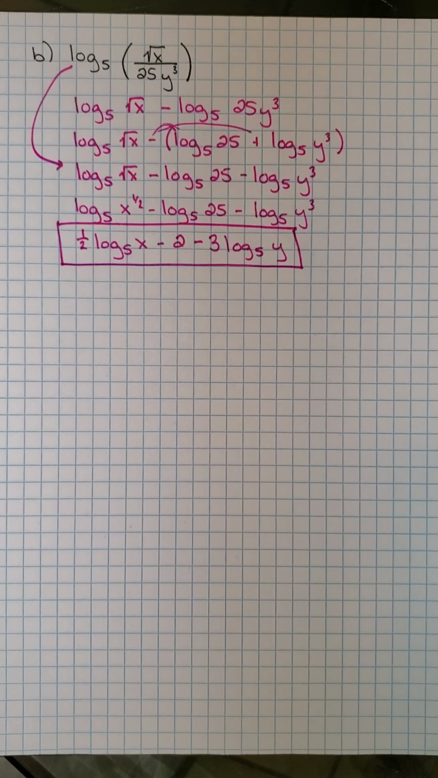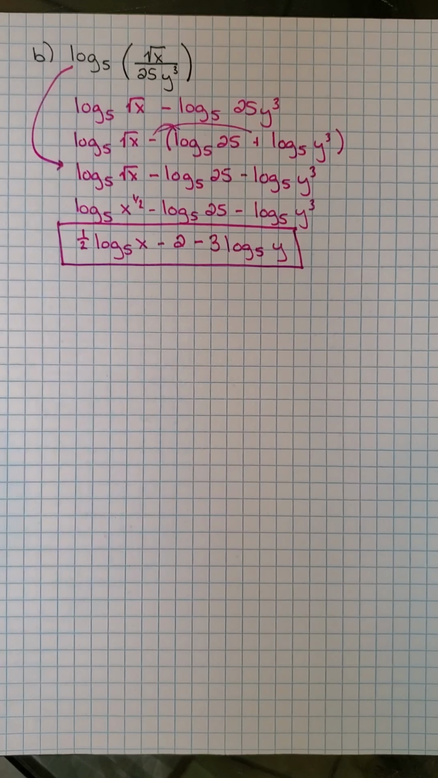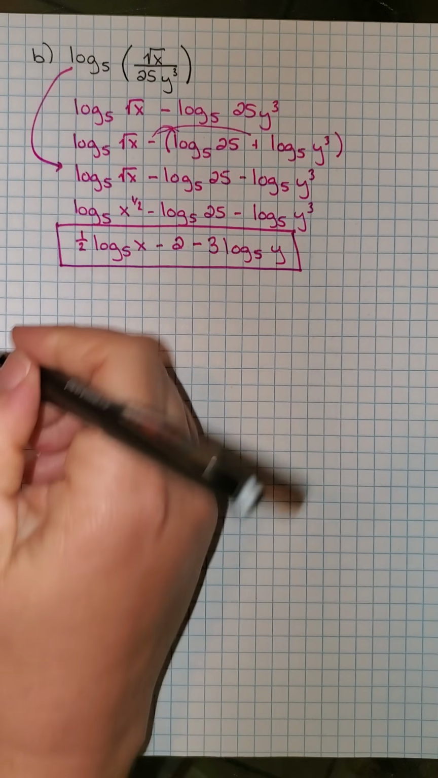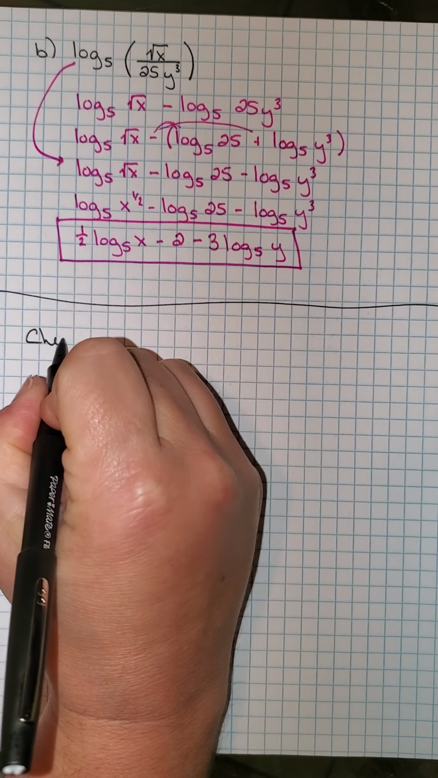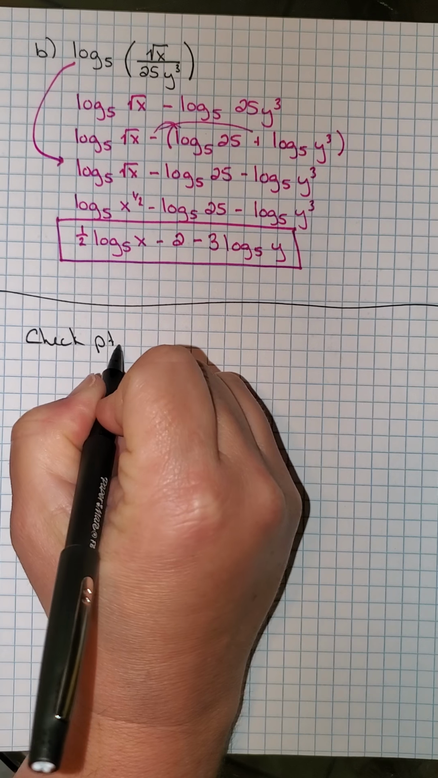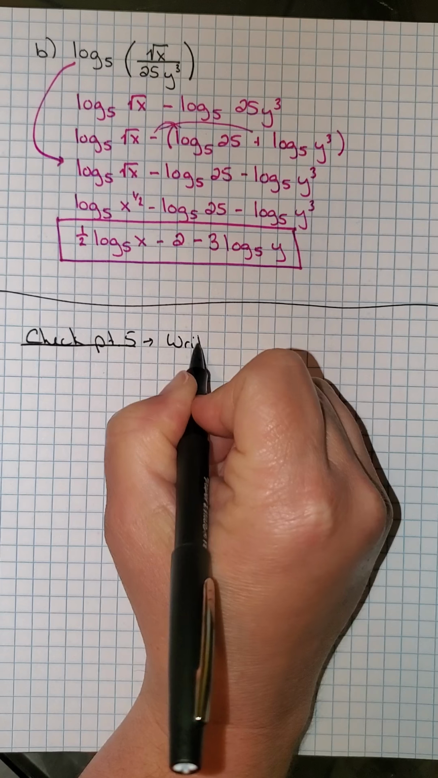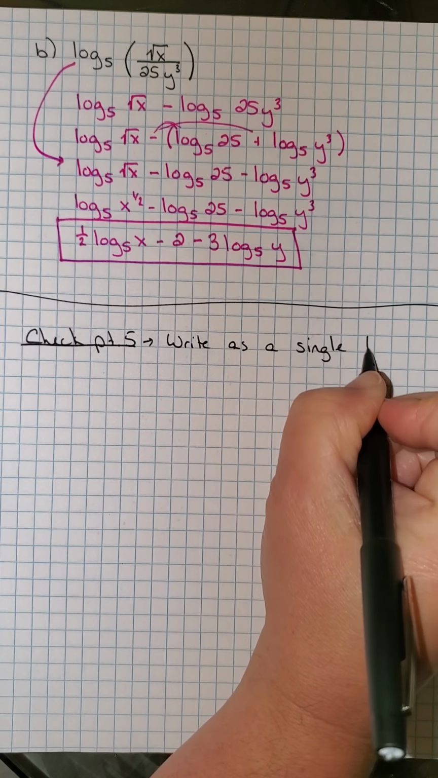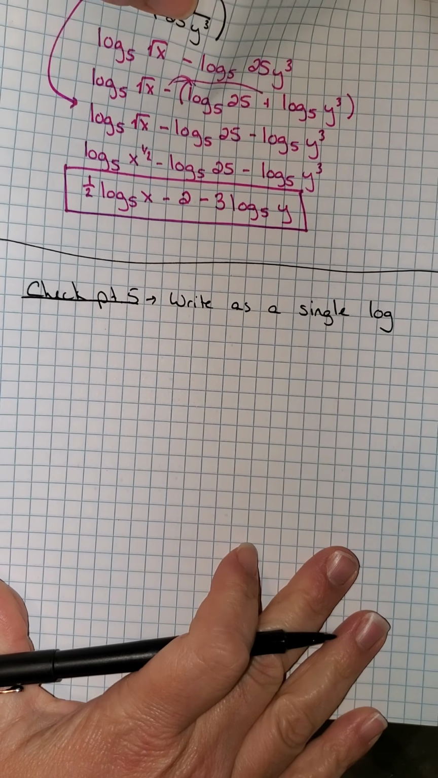All right, so that is completely expanded. Now we're going to go the other way. Now we're going to write as a single logarithm, which means you're going to condense it. So starting with checkpoint 5. Checkpoint 5 is to write as a single log.